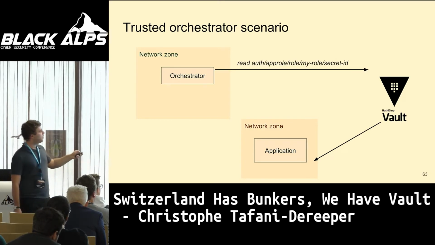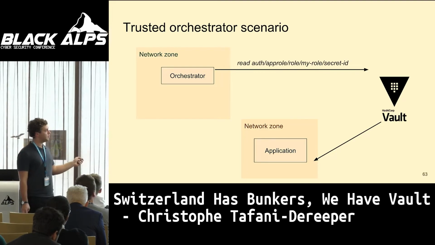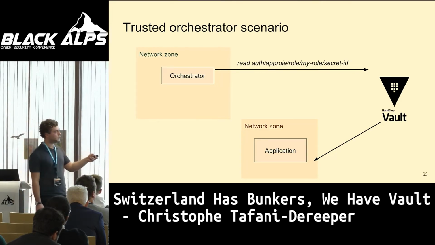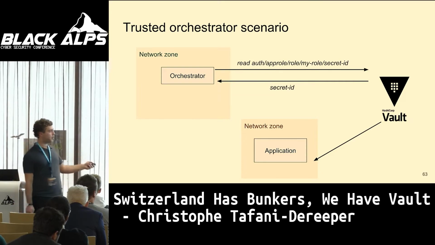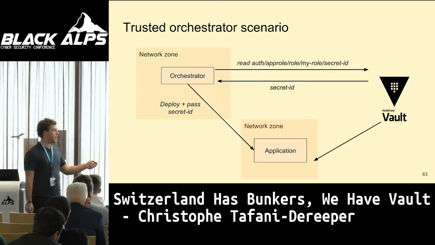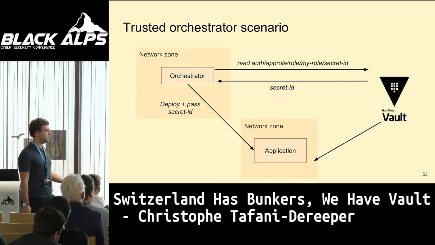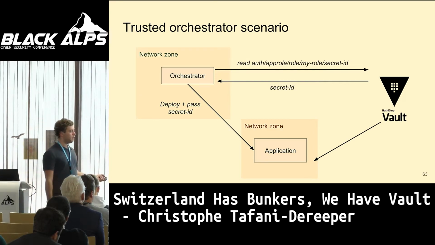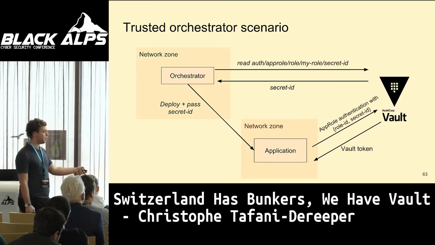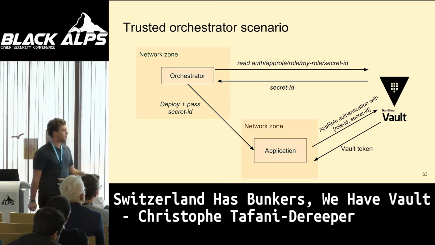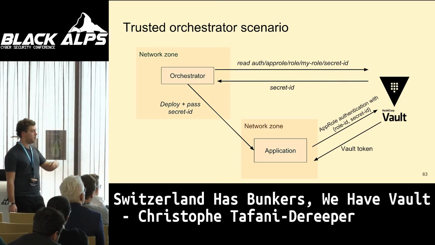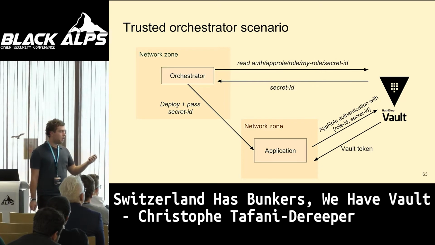So you have your orchestrator that reads the secret ID from Vault. Okay. Vault is going to get it back to the orchestrator. Then the orchestrator is going to deploy the application and pass the secret ID to the application. Then the application will authenticate to Vault using the role ID and the secret ID, which it has just gotten from the orchestrator. And it can then talk to Vault in a secure way. It can access its secrets and this kind of things.